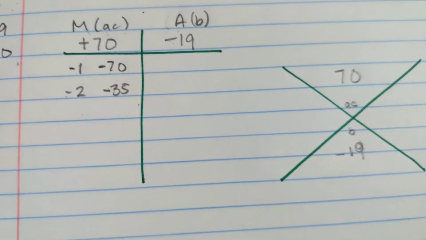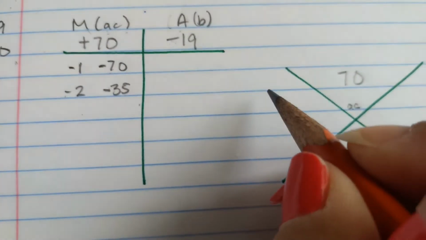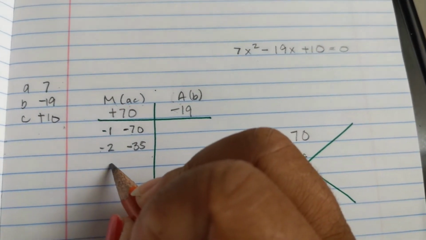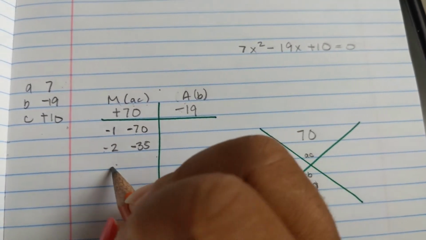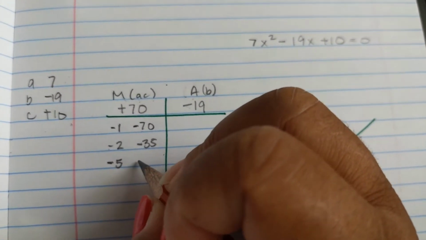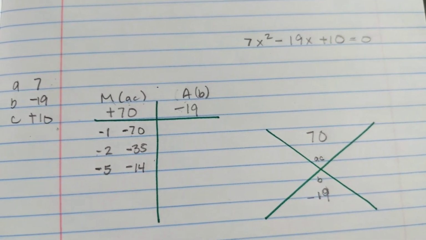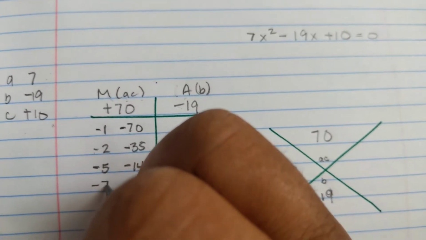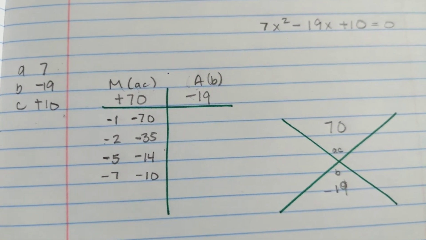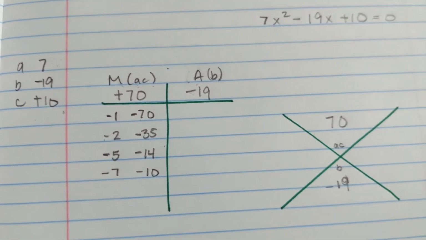We're going to continue on through this process to see if we can figure out what values multiply and give me 70 and add and give me negative 19. 3 does not divide into 70 evenly. 4 does not divide into 70 evenly, but 5 does. So I have 5 times 14. 6 does not go into 70 evenly. 7 does. 8 does not go into 70 evenly. 9 does not go into 70 evenly. 10 is already here, so we have all of our factors.